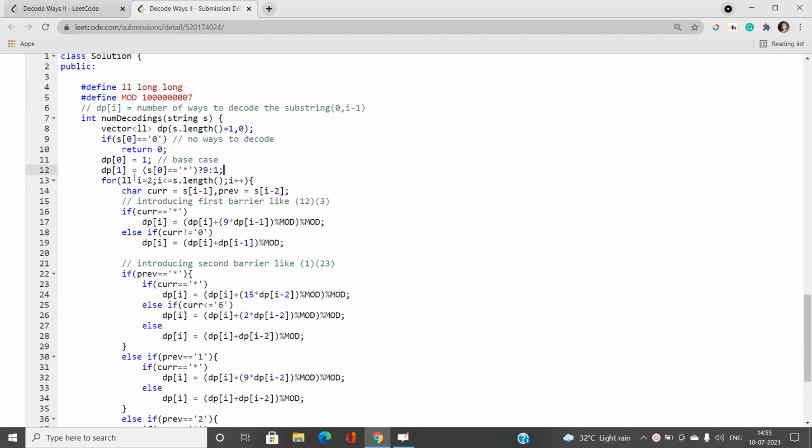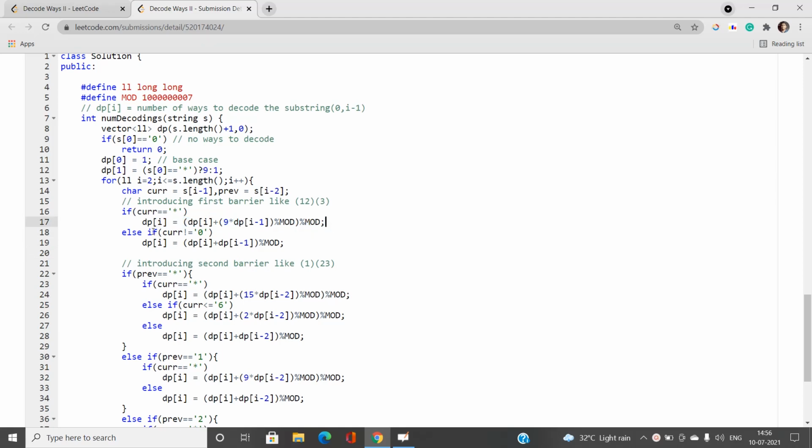Now start from i equal to 2 and go up to the maximum value of the size of this dp. You can see it is s.length. Now take out the current character and the previous character. Now I am introducing the first barrier like this one, as I've already said. Now if the current is a star, you can see there are 9 ways to provide the characters for my current position. So I need to multiply the ways to decode for the previous position, dp[i-1], with the value of 9, and increment your answer.